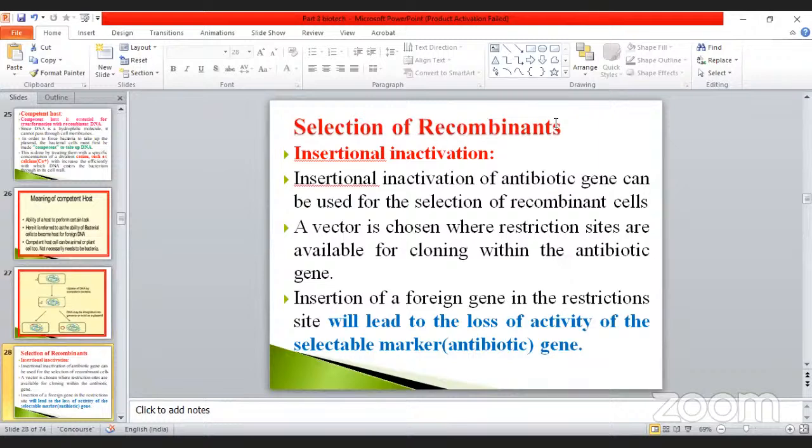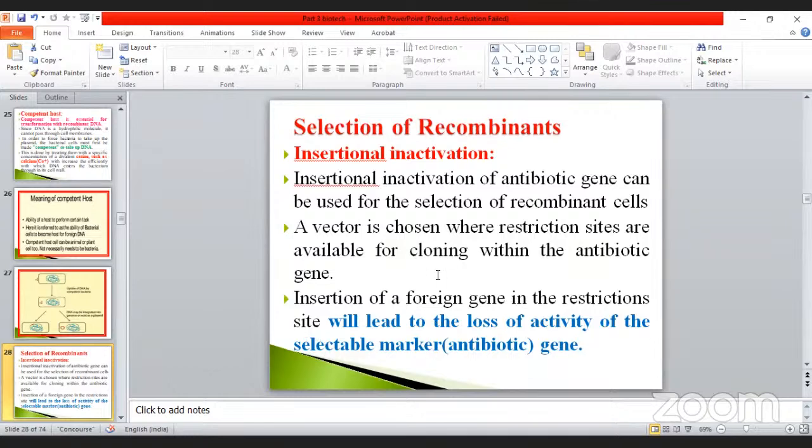The selection of recombinants is also very important. Insertional inactivation of antibiotic genes can be used for the selection of recombinant cells. The antibiotic gene is very important. A vector is chosen where restriction sites are available for cloning within the antibiotic genes. Insertion of the foreign gene into the restriction site will lead to the loss of activity of the selectable marker. That is very important.